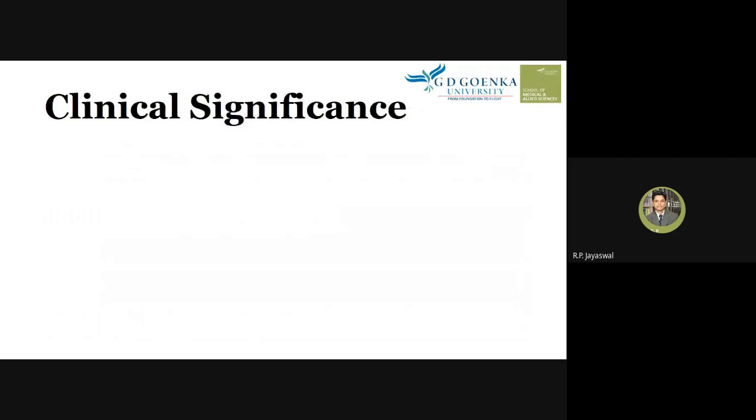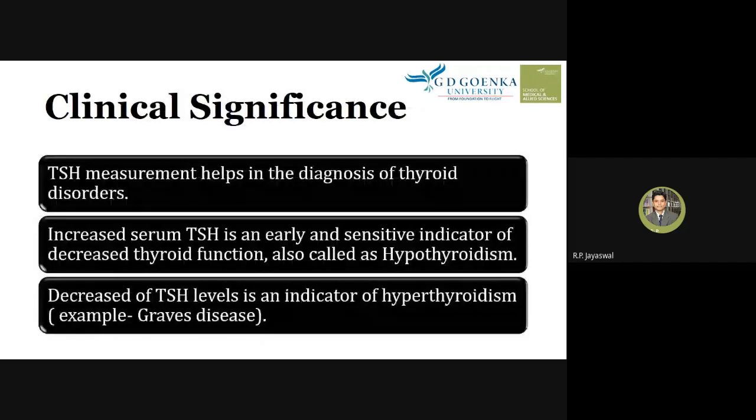The clinical significance: TSH measurements help in the diagnosis of thyroid disorder. Why do we measure this TSH? Because it helps in the diagnosis of which kind of disorder? Yes, thyroid disorder. Because TSH is produced in the anterior pituitary, and it has a target to bind on the thyroid receptor. The thyroid receptor is present on the thyroid gland.